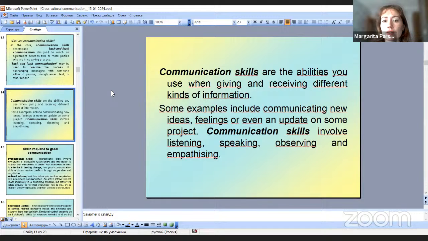Some examples include communicating new ideas, feelings, or even an update on some projects. Of course, we can say that communication skills involve, at the basic point, listening, speaking, observing, and empathizing.